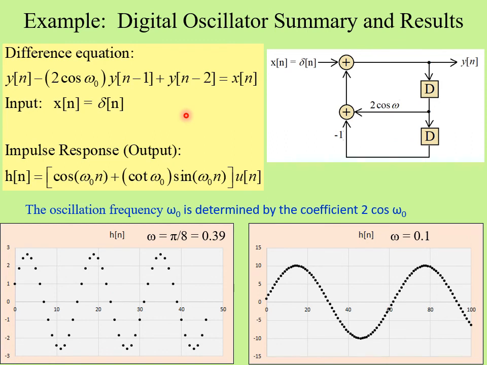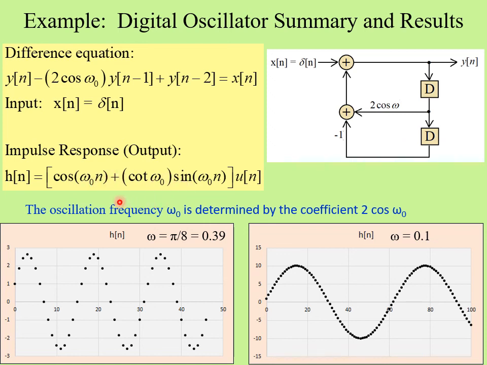So kind of to summarize everything we did here, we started with this difference equation and we drew this system block diagram for our digital oscillator. The input of the oscillator is just a single impulse that gets the oscillator going. It's like you need to just give it a little kick to get it to start to oscillate, and then it just oscillates from there on. The impulse response, which is the output, y of n, is basically h of n here, is this function here, and you can see it's a cosine and a sine term added together.